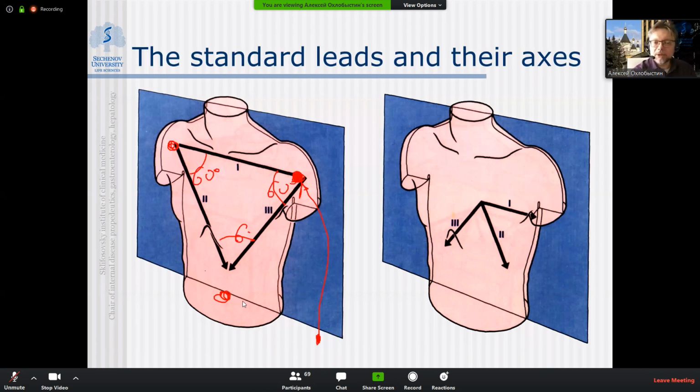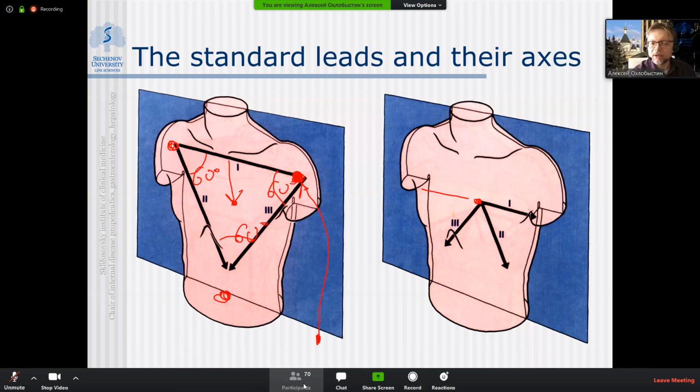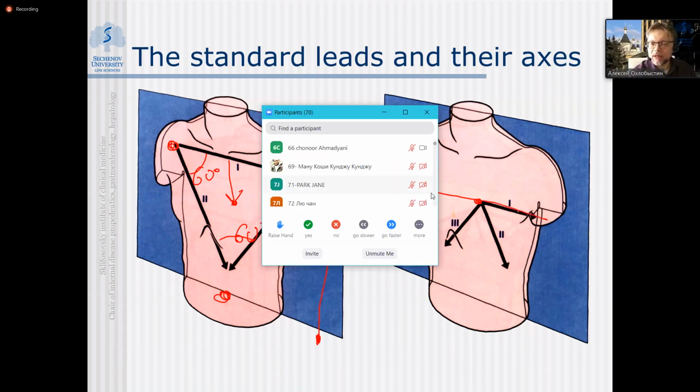Wonderful. What we can do? We can reposition those axes, just shift them to one certain point so that they'll all cross that point. And therefore, while passing through that central point in the body, we'll get one horizontal line. That will be the axis of the first standard lead with positive electrode on the left hand.